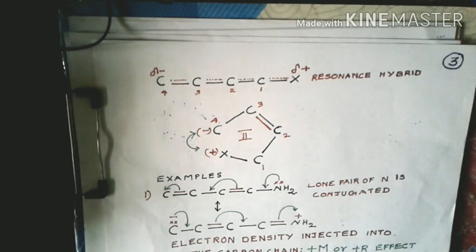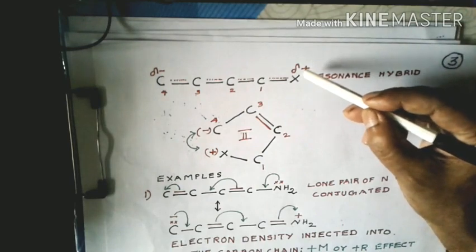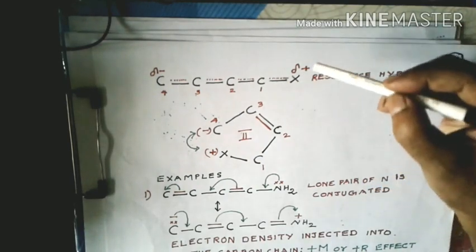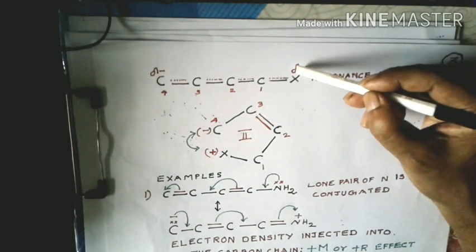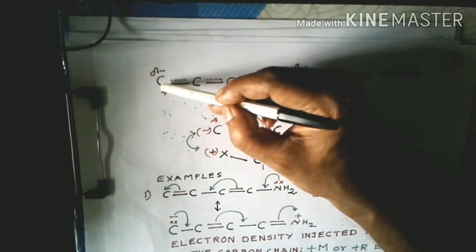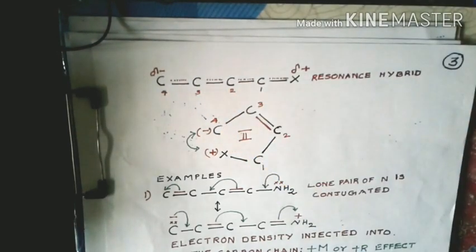Now here X donates part of its electron density to the conjugated system, because X will be possessing a partial positive charge, and C4, carbon 4, will be possessing a partial negative charge. So electron density is flowing from X to the conjugated system.